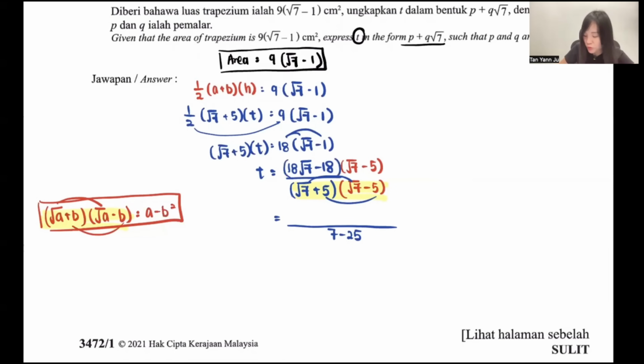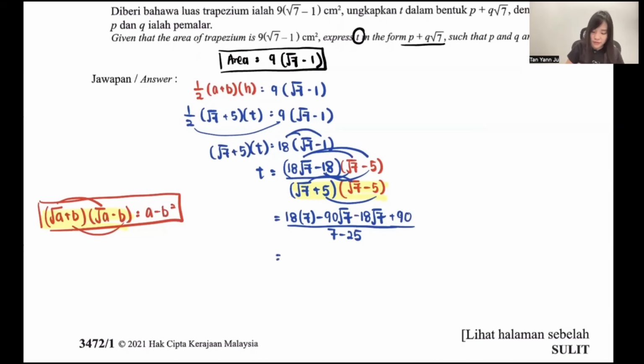The top one have no choice. The top one have no similarity. The top one need to slowly expand it. So 18√7 times √7, 18. √7 times √7 becomes 7. It's all times relation. 18√7 times negative 5, 18 times negative 5, negative 90√7. Okay. Negative 18 times √7, negative 18√7. Negative 18 times negative 5, positive 90. Okay, up to here, yeah?